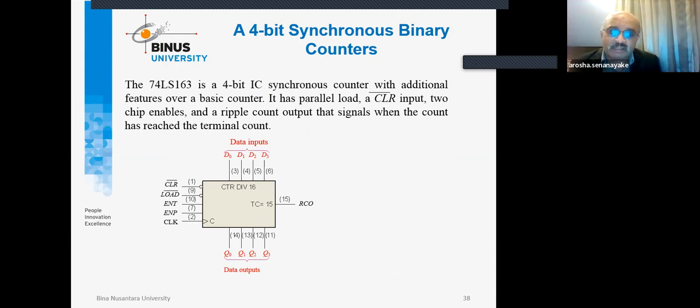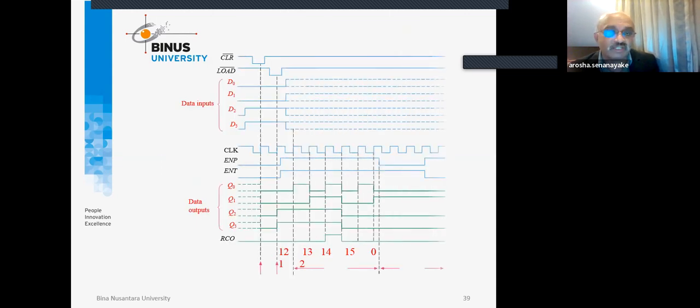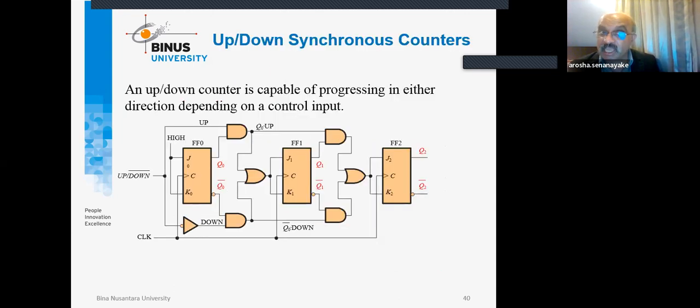Yes, then there are commercially available ICs for different types of counters. One of them is the 74LS163 4-bit IC. You know very well that a 4-bit IC means we can count up to 15, right? But at the same time, we can also count up and down.